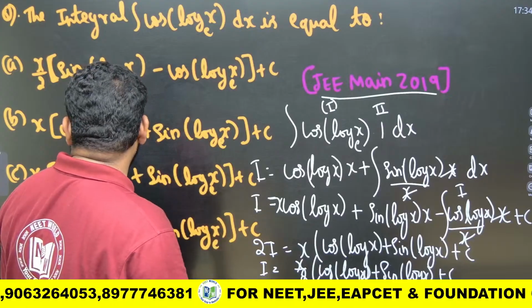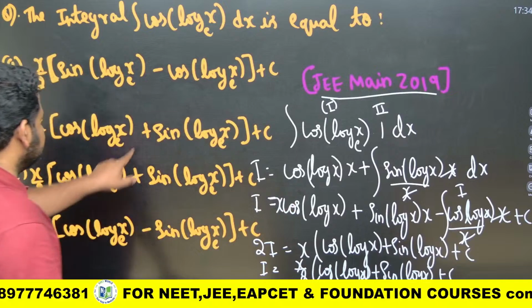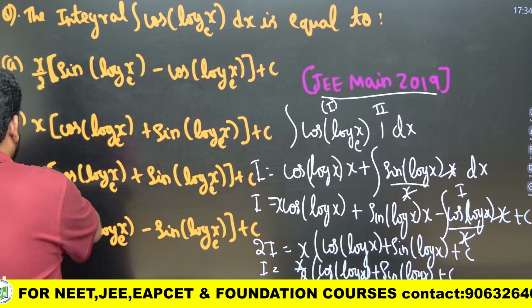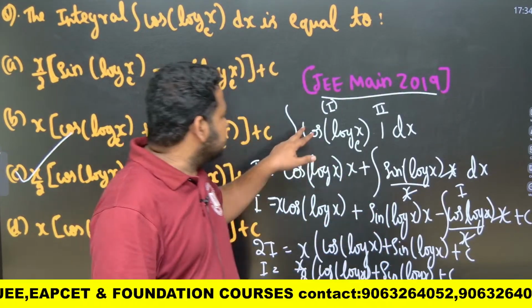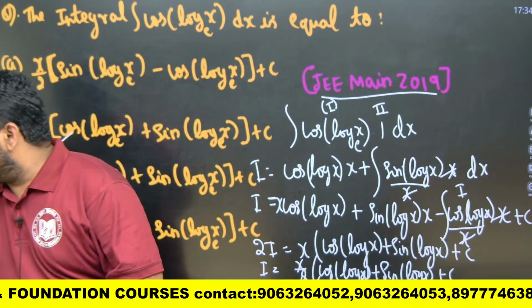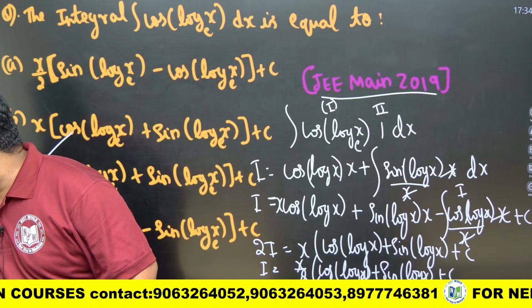So what is the option? x by 2 into cos log x plus sin log x plus c. Here it is only x, here it is minus, and here it is plus. That is option C. So easily we could solve this question by taking this as the first function and 1 as the second function. Is it clear, friends? I hope it is clear.